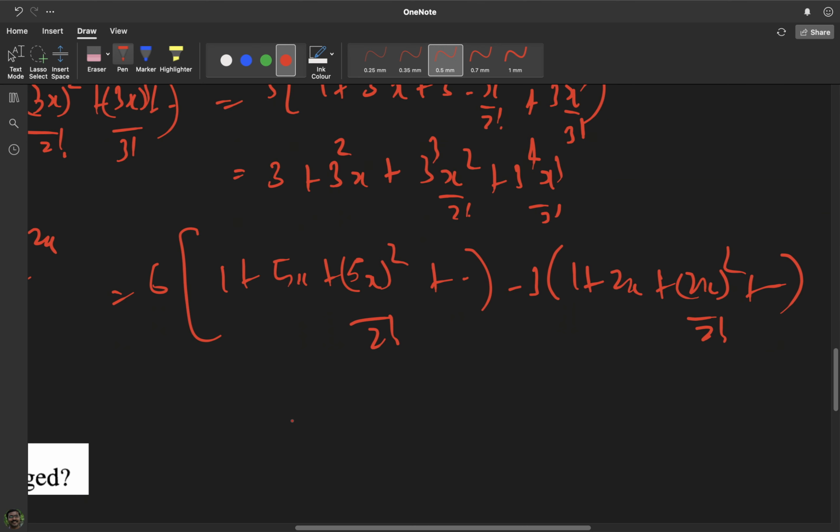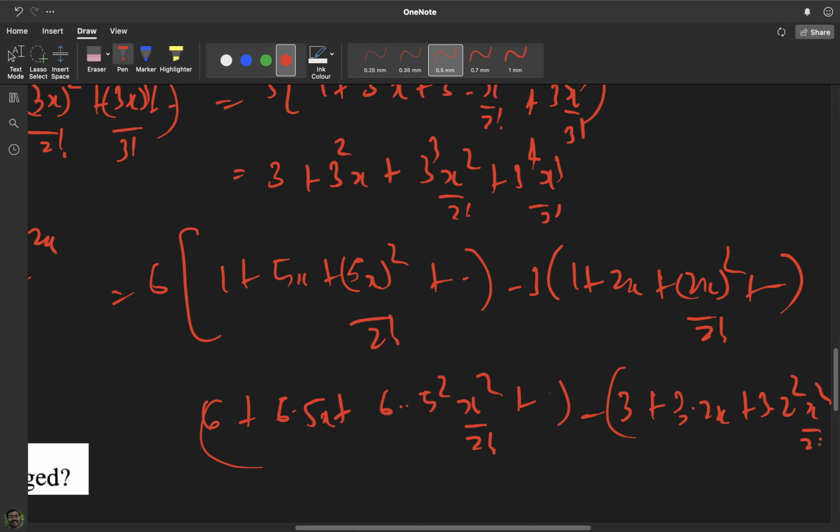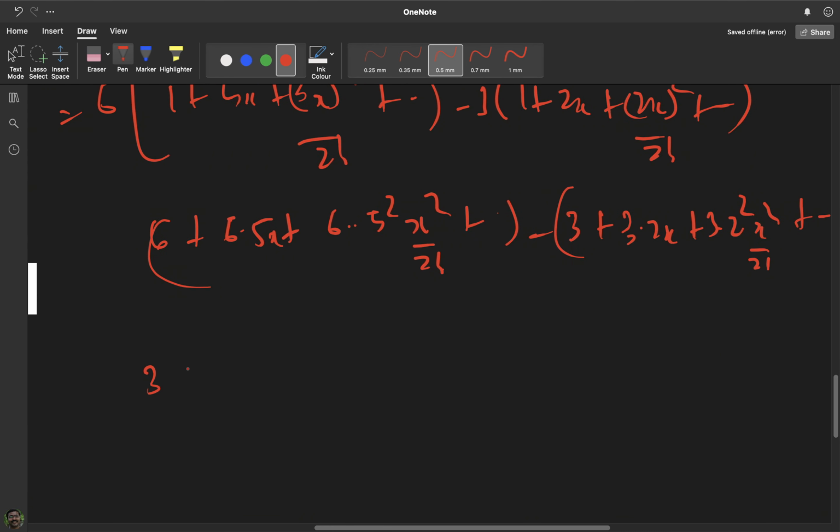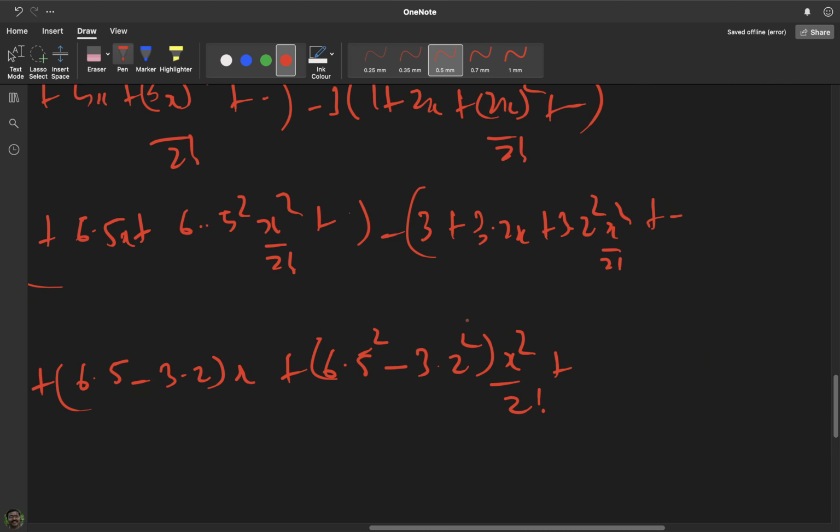Now let us simplify these terms. We'll be having 6 plus 6 into 5 into x plus 6 into 5 square into x square by 2 factorial plus etc., minus 3 plus 3 into 2x plus 3 into 2 square into x square by 2 factorial plus etc. So when you combine these terms, what will you be getting? You will be getting 6 minus 3, that is 3, plus 6 into 5 minus 3 into 2 times x, plus 6 into 5 square minus 3 into 2 square into x square by 2 factorial. The next term would be 6 into 5 cube minus 3 into 2 cube into x cube by 3 factorial plus etc.